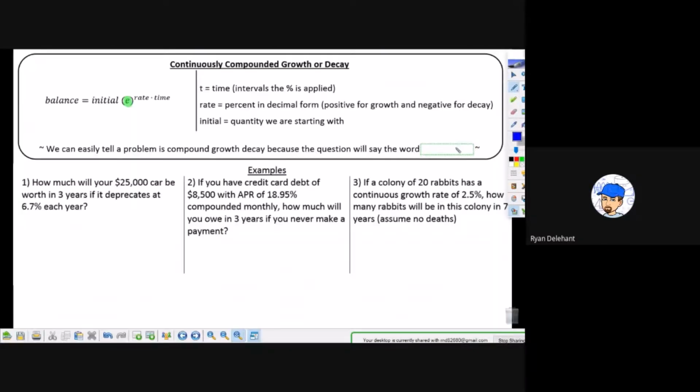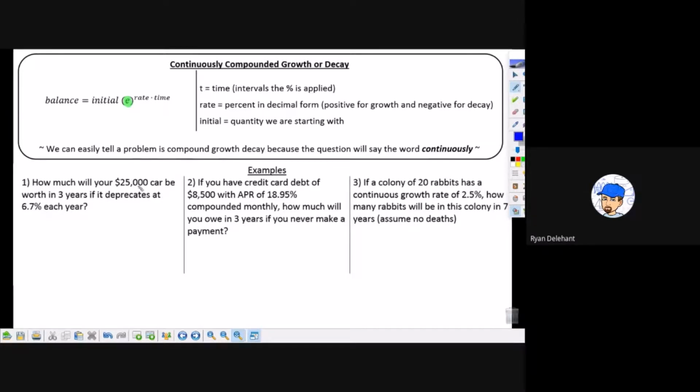Now, key things to look for if you're going to end up having to do this continuously compounded: the problem is going to say the word continuously about 99% of the time. If you're supposed to use continuously compounded growth or decay, you should see the word increasing continuously, continuous decrease, something like that. You should see the word continuous in there somewhere, okay? So when we talk about these first examples that we're going to work through, let's identify which one of our growths this is.